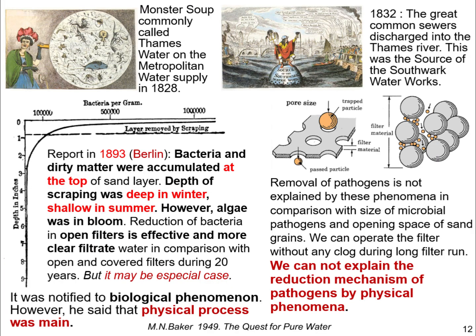Bacteria and dirty matter were accumulated at the top of sand layer. Depth of scraping was deep in winter and shallow in summer. However, algae was in bloom. Reduction of bacteria in open filters is effective, and the filtrate water is clearer in comparison with covered filters. We cannot explain the reduction mechanism of pathogens by physical phenomena.